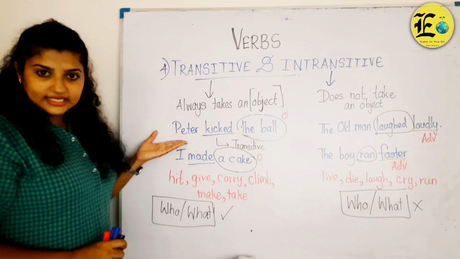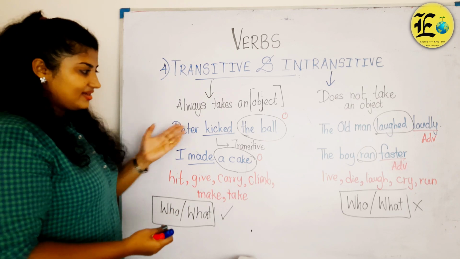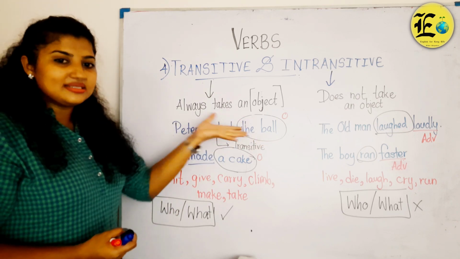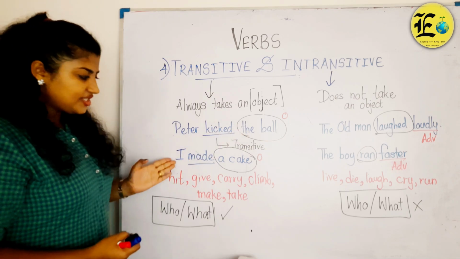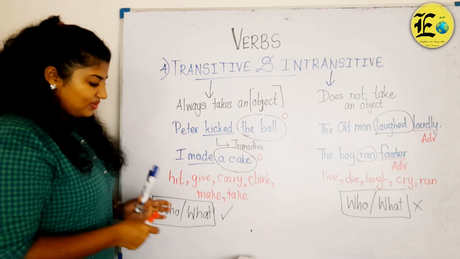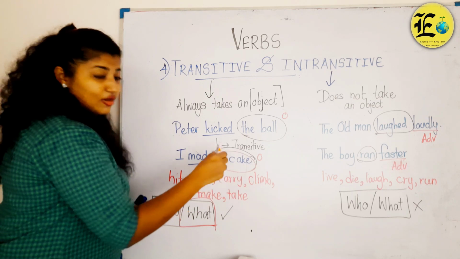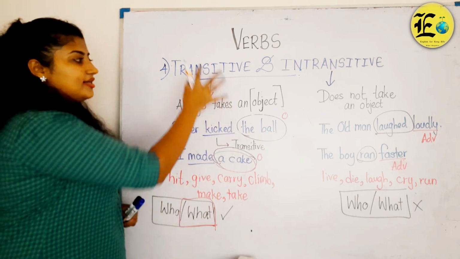What did Peter kick? Peter kicked the ball. The answer should be the object. So that means the sentence is complete and the verb is transitive. What did you make? I made a cake. So when you ask this question what, the object should come as the answer. That means these kinds of verbs are transitive.